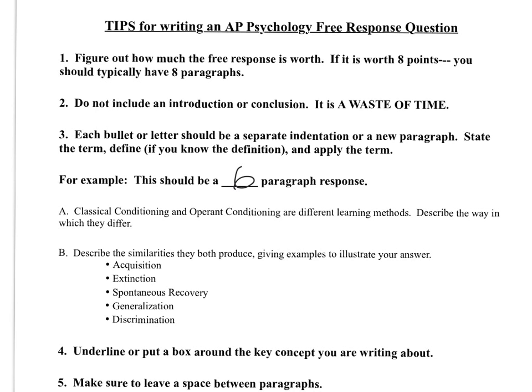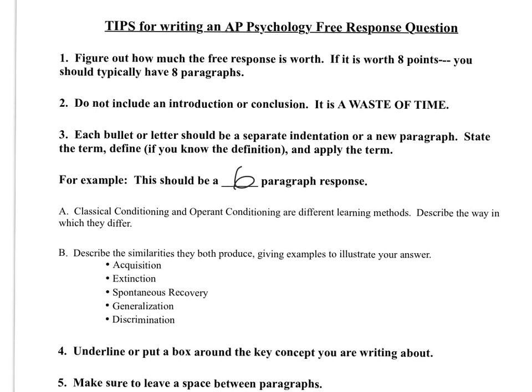And then your second paragraph would start off with the word acquisition. Acquisition, and you would define it, and then what you would have to do is give an example of acquisition in classical conditioning, and you'd give an example of acquisition in operant conditioning. That would be your second paragraph. Your next paragraph would start off your topic sentence being extinction is, and you would define it. And then, once again, you would apply it to an example of classical conditioning, an example of operant conditioning.